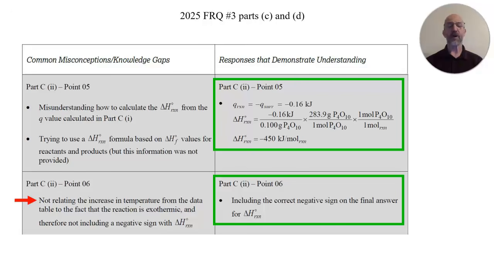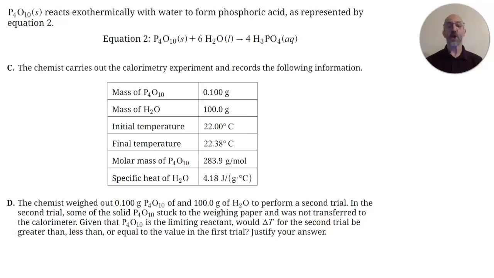Now, there was one more part of this question that I wanted to mention. So this question, which is listed below the data table on this slide, says the following. The chemist weighed out 0.100 grams of P4O10 and 100.0 grams of water to perform a second trial. But in the second trial, some of the solid P4O10 stuck to the weighing paper and was not transferred to the calorimeter. Now, given that P4O10 is the limiting reactant, would the value of the change in temperature, delta T, for the second trial be less than, greater than, or equal to the value in the first trial?